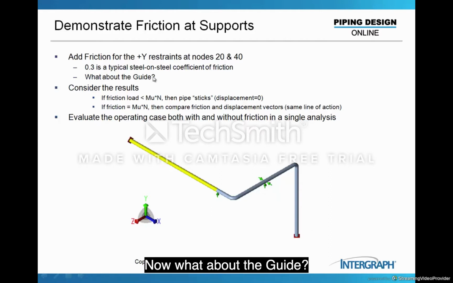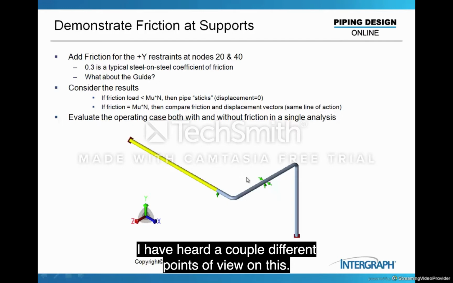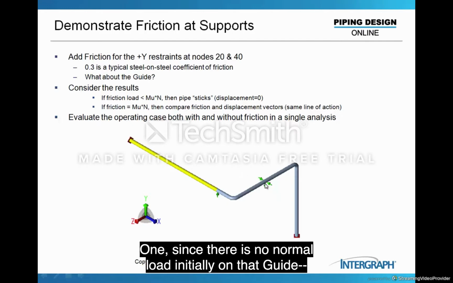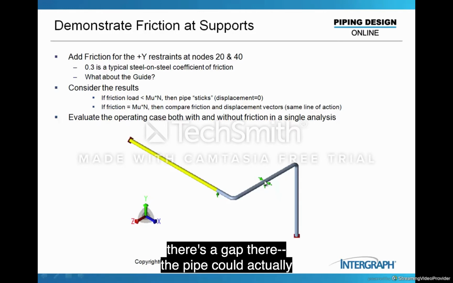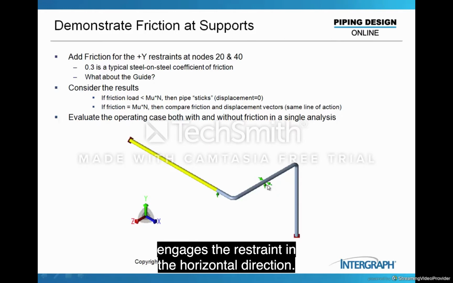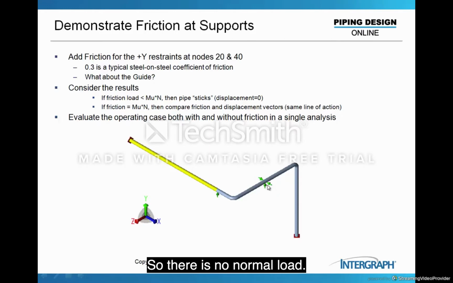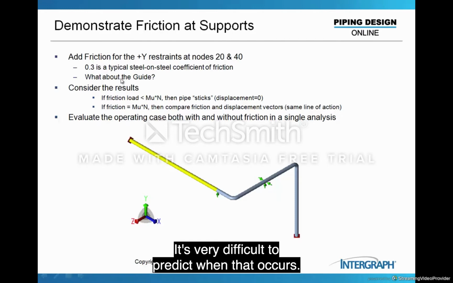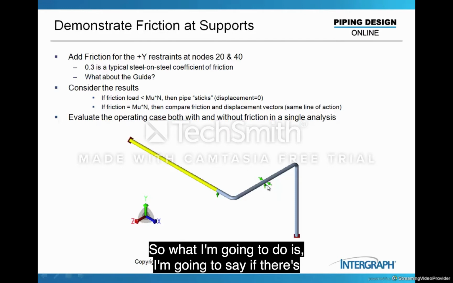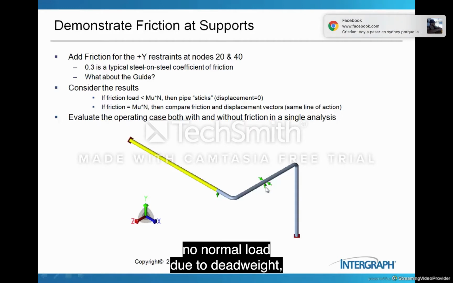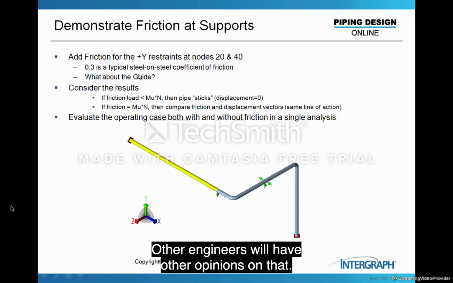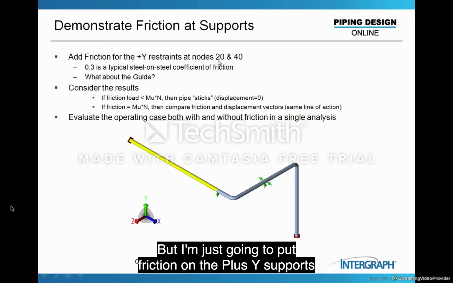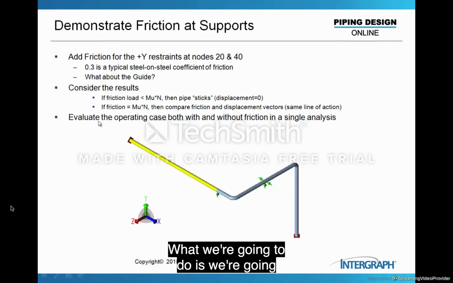Now what about the guide? I have heard a couple different points of view on this. Since there is no normal load initially on that guide, there's a gap there, the pipe could actually slide a little bit before the pipe actually engages the restraint in the horizontal direction. So there's no normal load, and there's going to be some free motion before friction starts. It's very difficult to predict when that occurs. So I'm going to say if there's no normal load due to dead weight, or some dependable load on that restraint, I'm not going to include friction. Other engineers will have other opinions on that, but I'm just going to put friction on the plus y supports at 20 and 40.